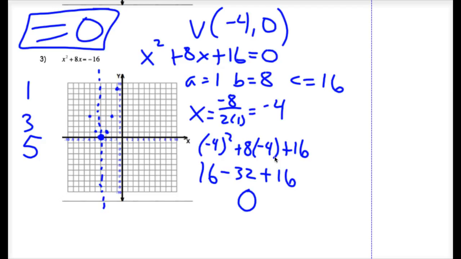Why do you even do that 1, 3, 5 pattern? Why would you even graph it when you already know what it is? No, I'm saying you have to graph your parabola. So, 1, 3, 5. What does x equal when y equals 0? Negative 4. I'm still graphing. What does x equal when y is 0? Negative 4. The solution is negative 4.